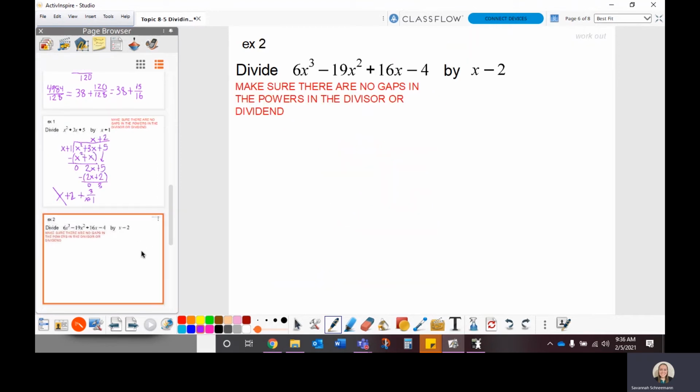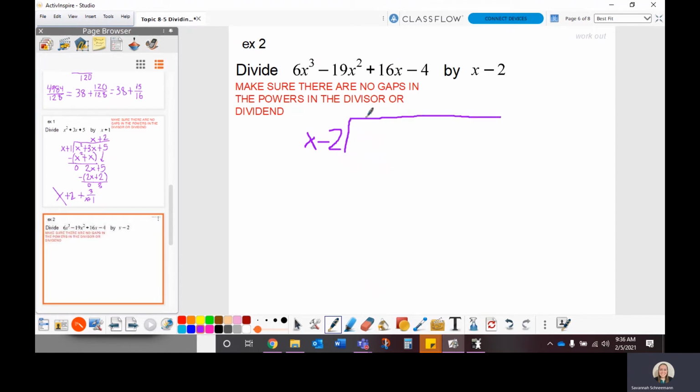Let's try another problem. Let's try one that looks a little bit more complicated. We have 6x cubed minus 19x squared plus 16x minus 4, and I'm going to be dividing that by x minus 2. Again, you always double check for gaps. I don't see any. We have 3, 2, 1, 0, and then 1 and 0 for all of our powers. So let's go ahead and set it up. So we have x minus 2.